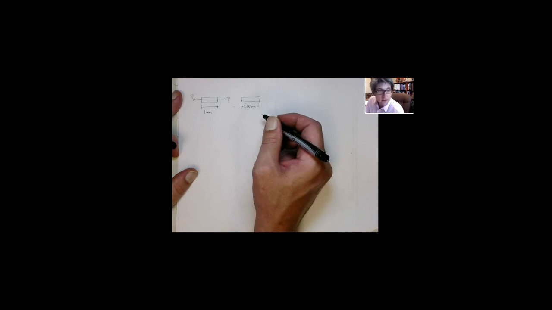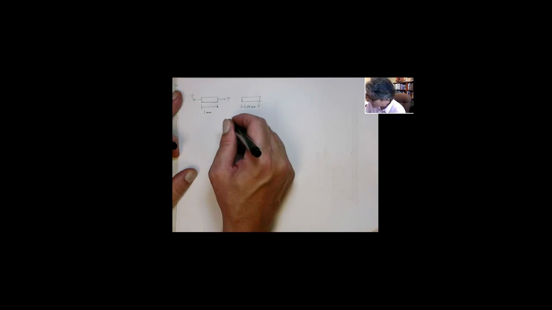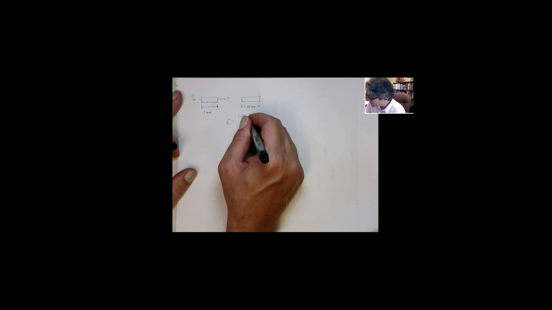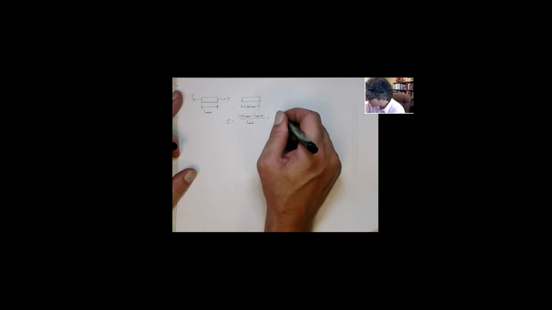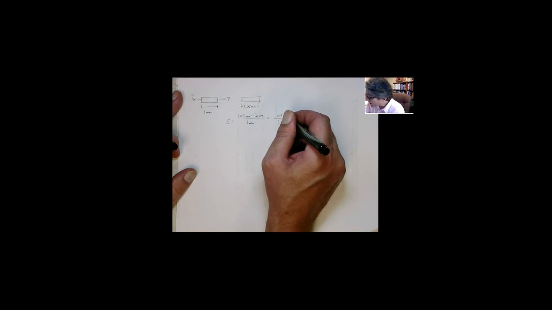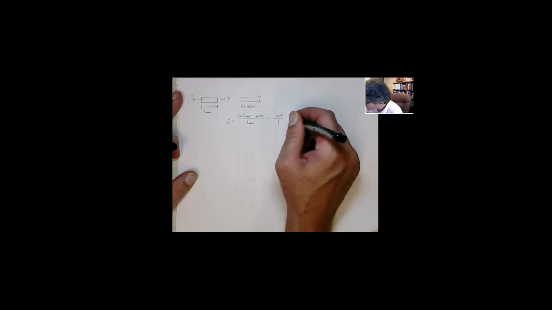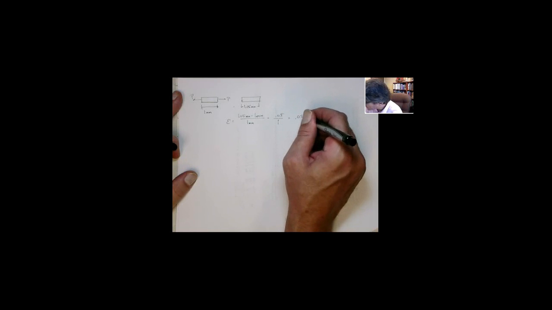We can get the normal strain. It's the change in length, which is the 1.05 millimeters minus the 1 millimeter, over the original length, 1 millimeter. Okay? Which gives me 0.05 over 1. The millimeters cancel out, so we get 0.05.